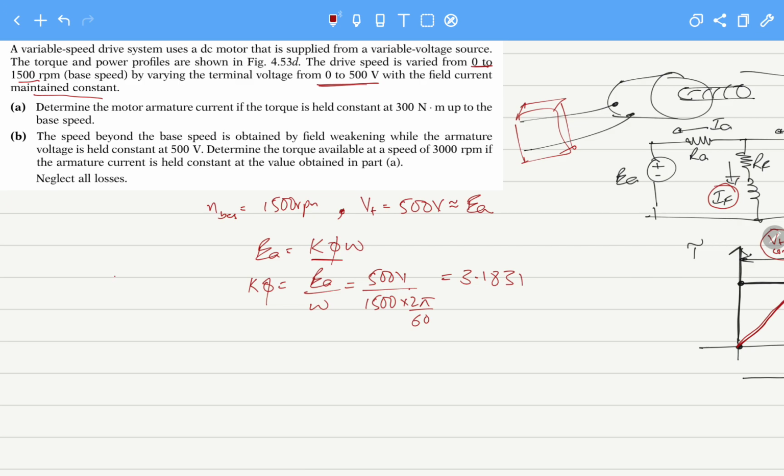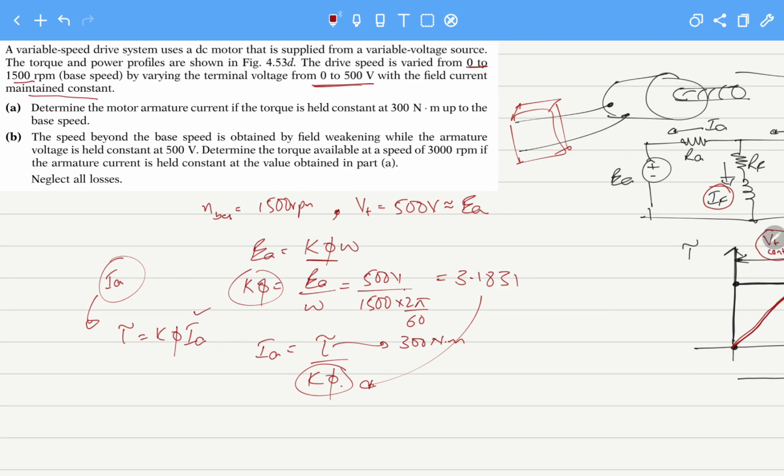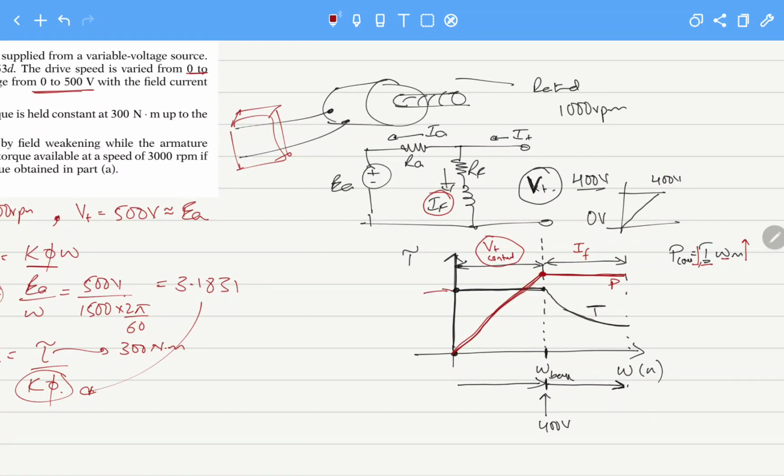What we are targeting is to calculate the armature current, and we know that torque equals K phi IA. So we have to calculate IA, and IA is equal to torque divided by K phi. K phi we have calculated from the induced voltage. If we substitute this, and the torque, it has told us that it will keep it constant at 300 Newton meters. The torque here, this red one, is kept constant as the voltage is changed.